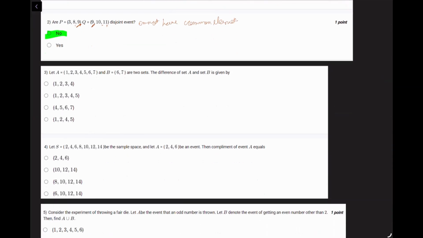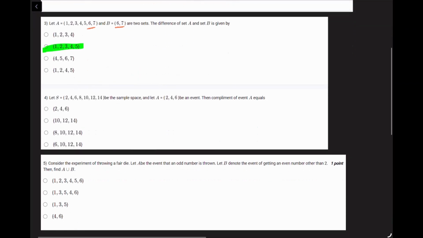Third question. Let A be some set and B be some set. These are two sets. The difference of sets A and B is given by... So difference means the 6 and 7 elements will not be there. You will remove these from this set. So 6 and 7 when removed will give you 1, 2, 5. So option number 2 is correct. I think this is very straightforward. A minus B set. You must have done these problems before in your classes.